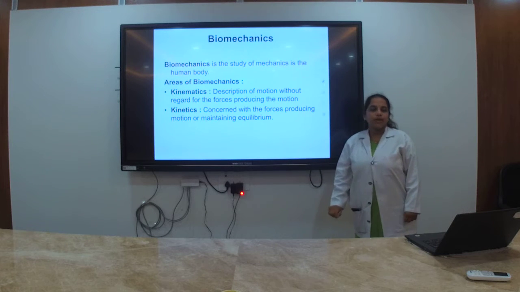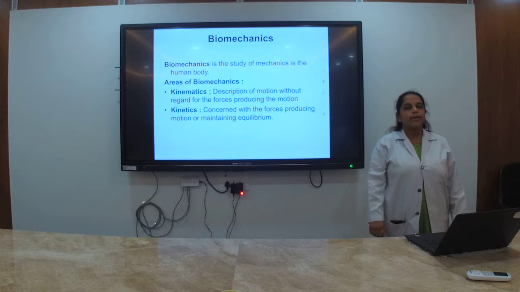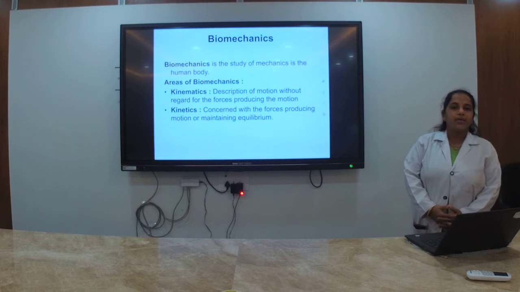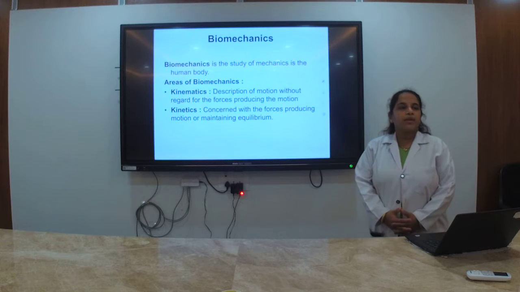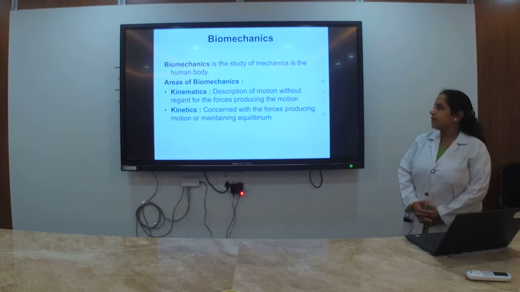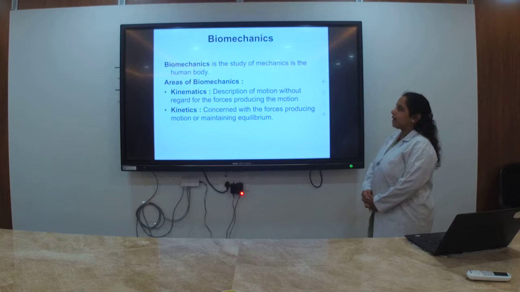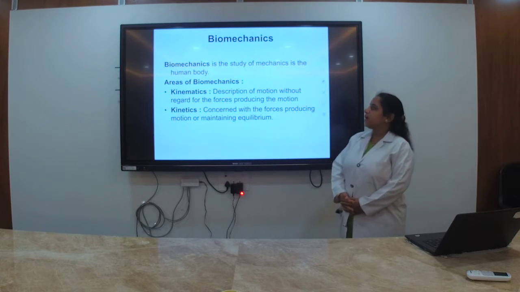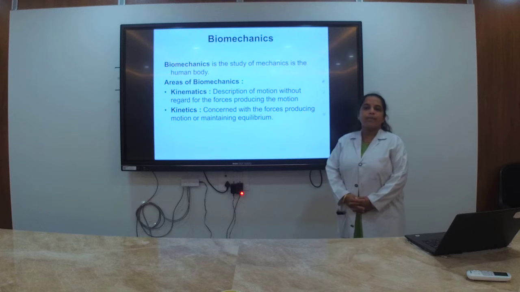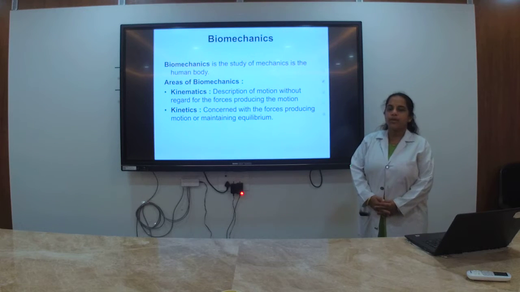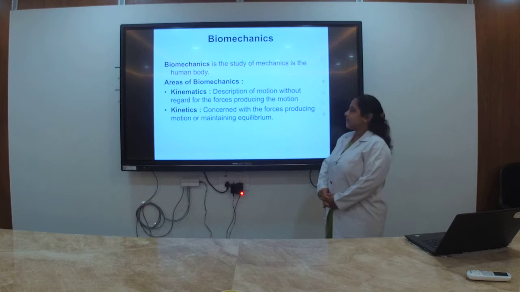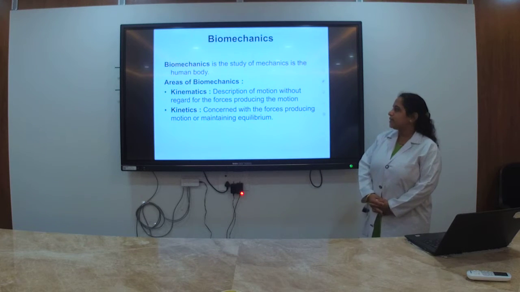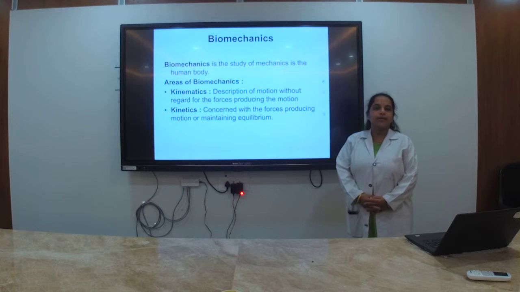When we are doing day-to-day life movements like bending, writing, walking, running, in all these day-to-day activities, our biomechanics is coming into picture. Now what is biomechanics? It is the study of mechanics of the human body. There are two areas of biomechanics called kinematics and kinetics.